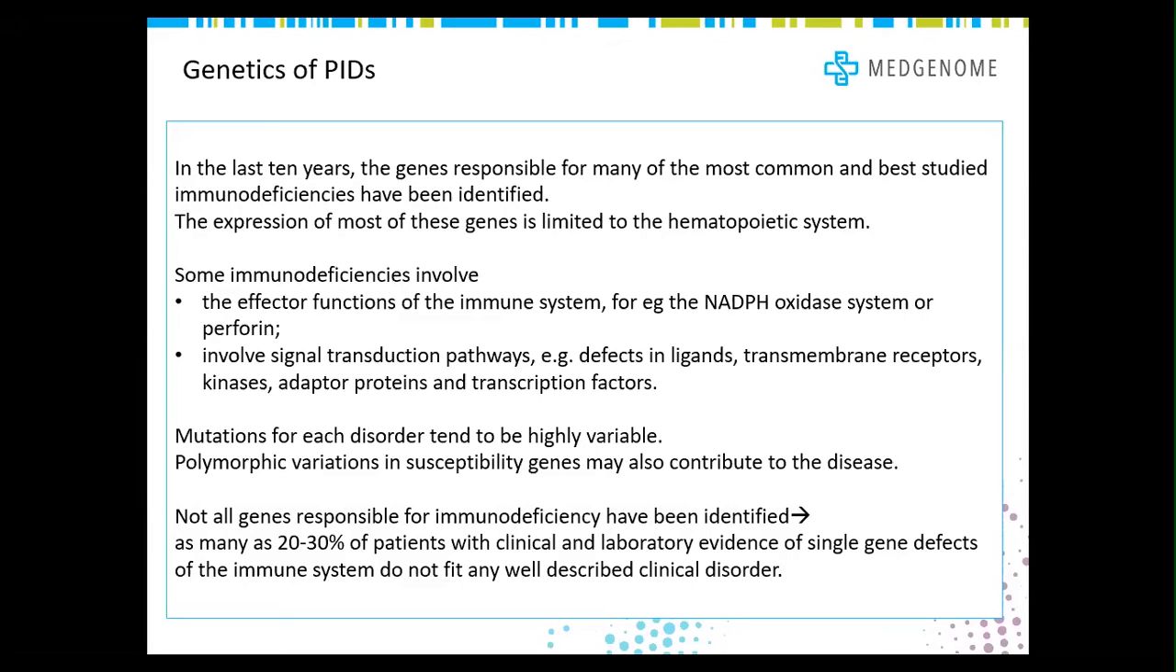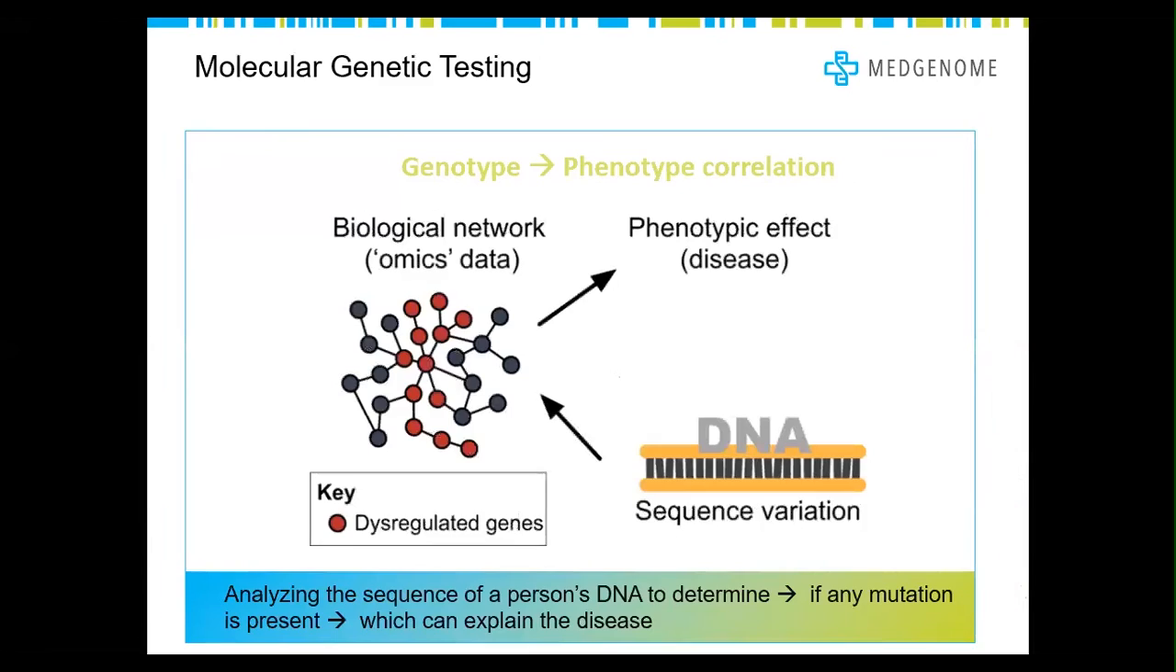And unfortunately, not many genes have been identified. There are a few immunodeficiency disorders which, in spite of doing all the laboratory tests, also cannot fit into a well-described genetic disorder. So we have to know this limitation before we send testing for primary immunodeficiency disorders.